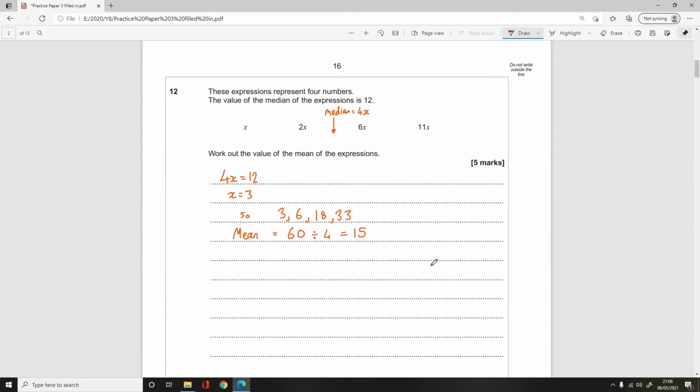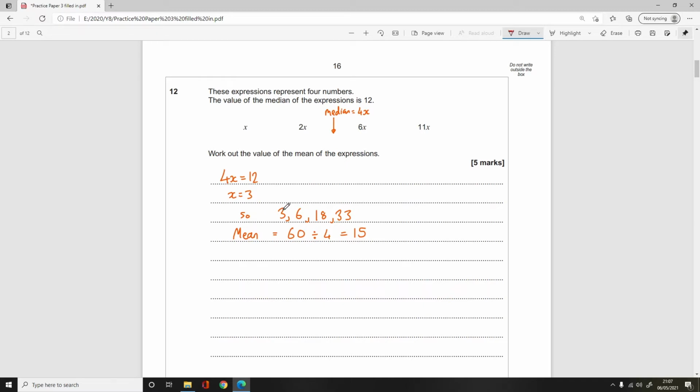Question 12, another 5 marker, value of the median of the expressions. So we're going to have to assume these are in order because, well, they're getting bigger as we go through. The middle is in between the 2x and the 6x, and that would be 4x is in the middle of those two. So if you have 4x written anywhere, that would be a mark. If you set it equal to 12 and solved it to get 3, that would be 2.